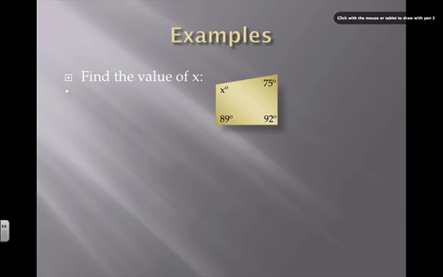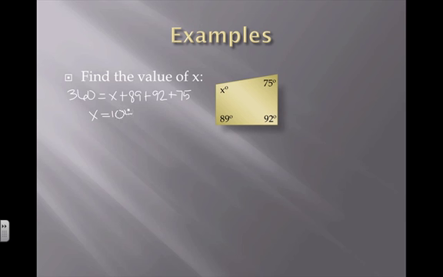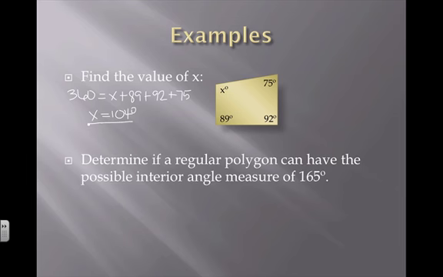So we've got 360 degrees. It's going to equal x plus 89 plus 92 plus 75. And when we solve for x, we'll end up finding out that x equals 104 degrees. And we're done. There's our answer. Okay, moving on to the next example.